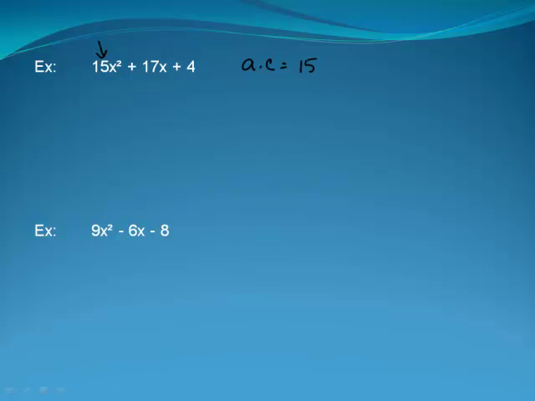So you've got positive 15 times positive 4 gives us, if you do that multiplication step, a positive 60. Your next step is to find factors of positive 60 that when you add give you your middle term, which is a positive 17. Now 60 has several different factors. There's several different ways we could break those down.